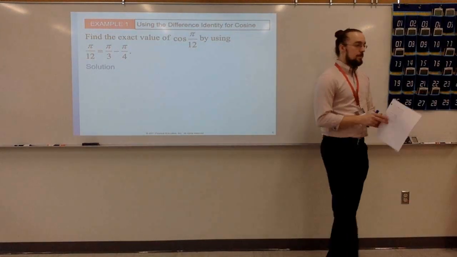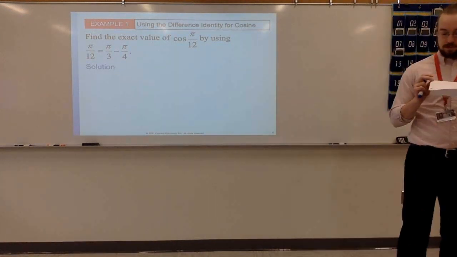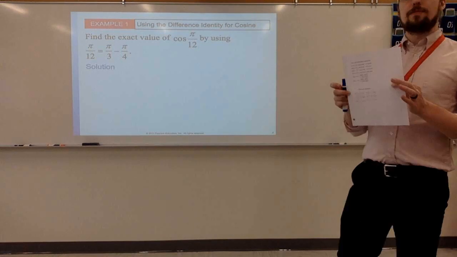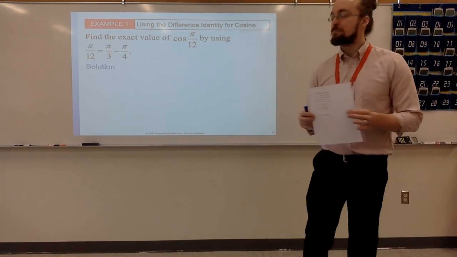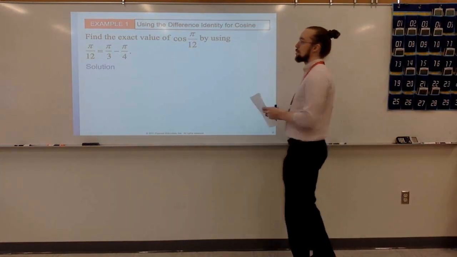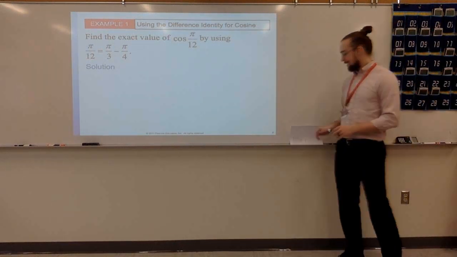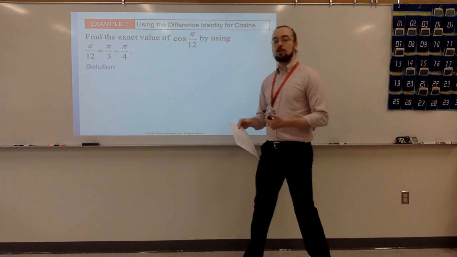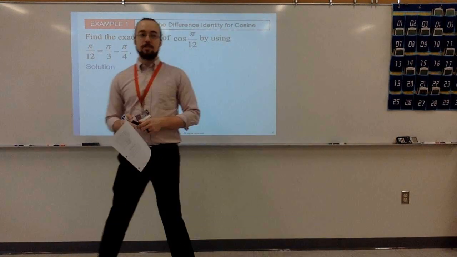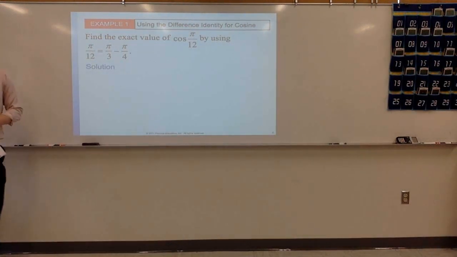Alright. On this piece of paper that you have, up at the top, are sum and difference identities. These can be used to find exact values of sine, cosine, and tangents of angles other than the ones that we've already memorized.